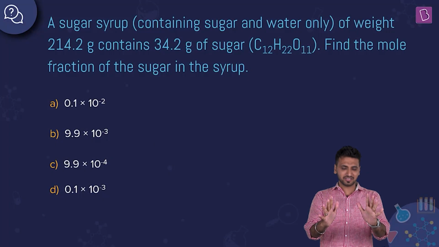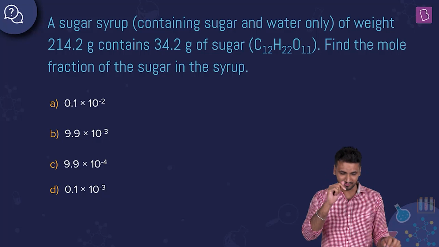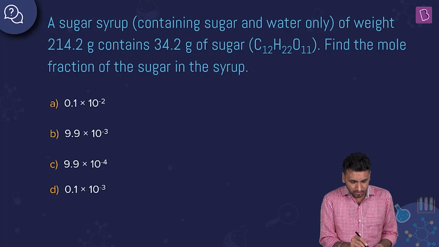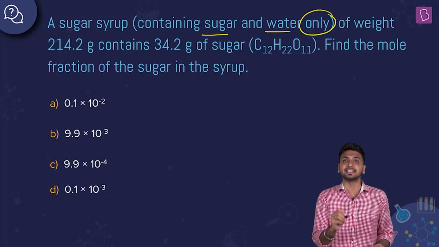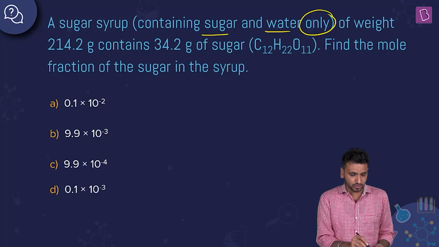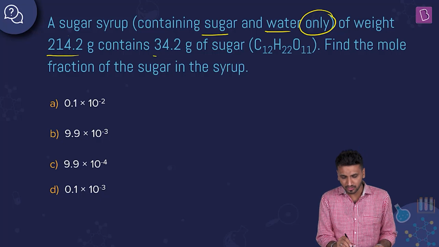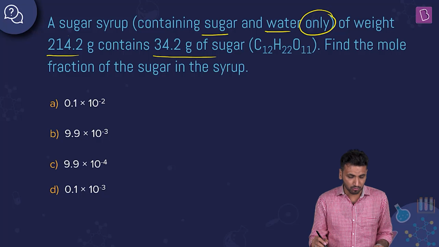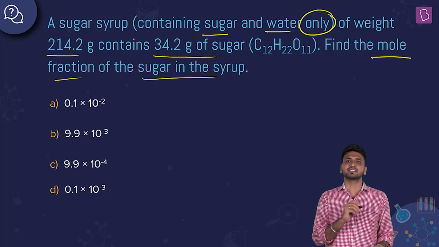So here we have a question and we are going to solve it all together, one on one. Let's read the statement first. A sugar syrup containing sugar and water only, of weight 214.2 gram, contains 34.2 gram of sugar, and the formula for the sugar is C12H22O11. Find the mole fraction of the sugar in the syrup.